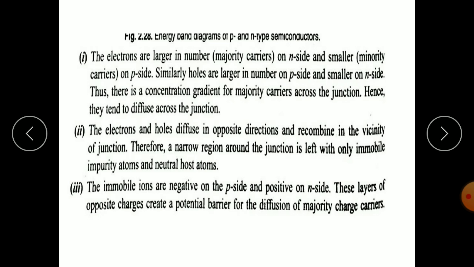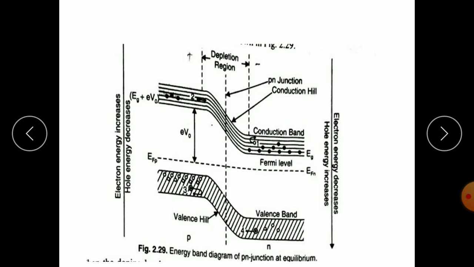Means the depletion region or potential barrier is created in between the p and n type material. Due to the mutual displacement of the energy levels on both sides of p and n type, a bending of the junction takes place. If you look at the diagram, this is the bending of this depletion region.